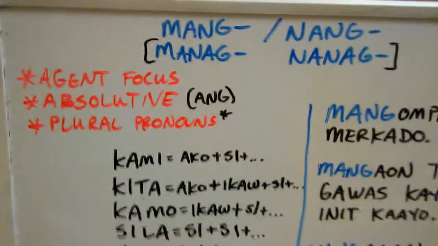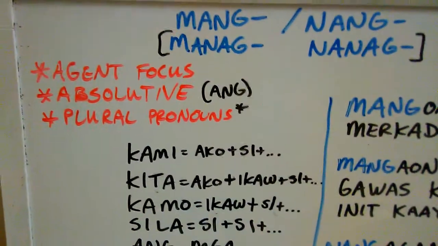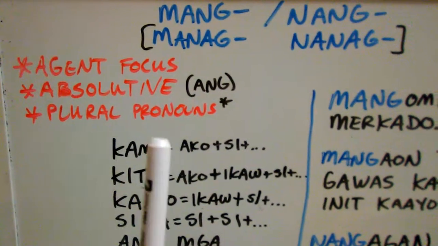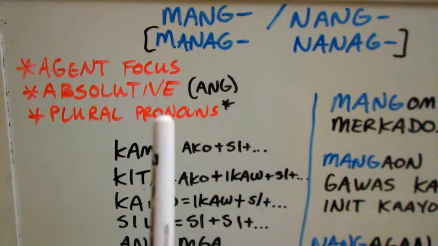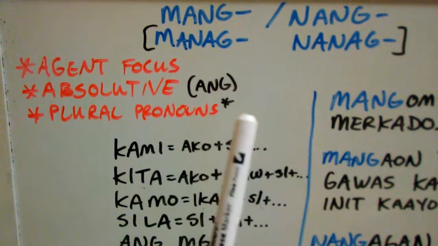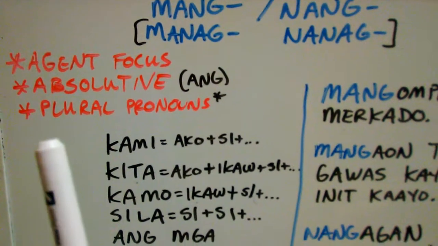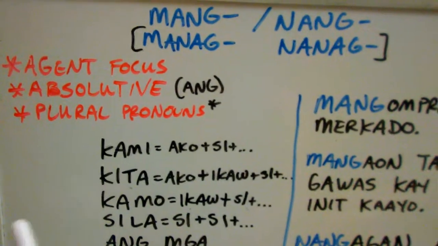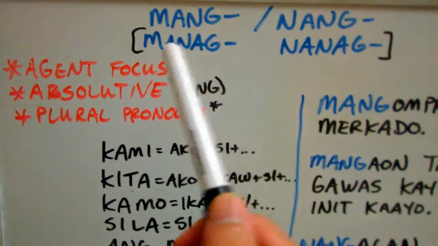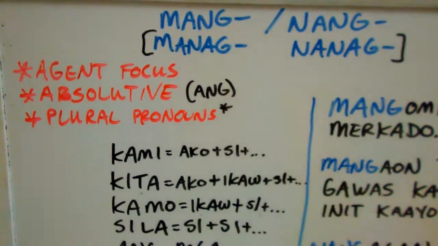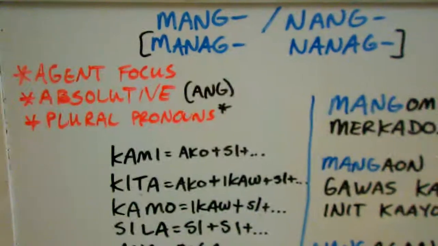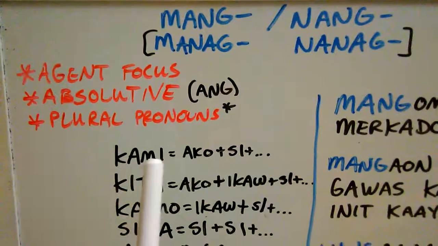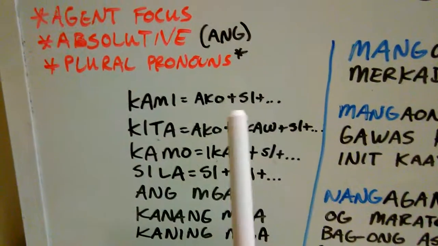All right, so here are our three little guidelines, I guess. It's going to be expressed in the agent focus using the absolutive ang family of markers, and this is the important one, plural pronouns. Plurality. These two affixes, mang and nang, conjugate by plurality, okay? And what do we mean by plurality? Well, it's down here.